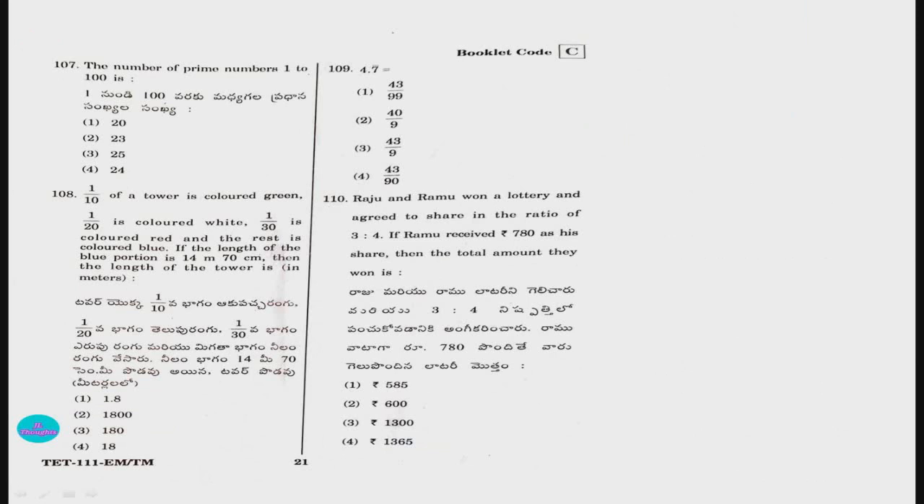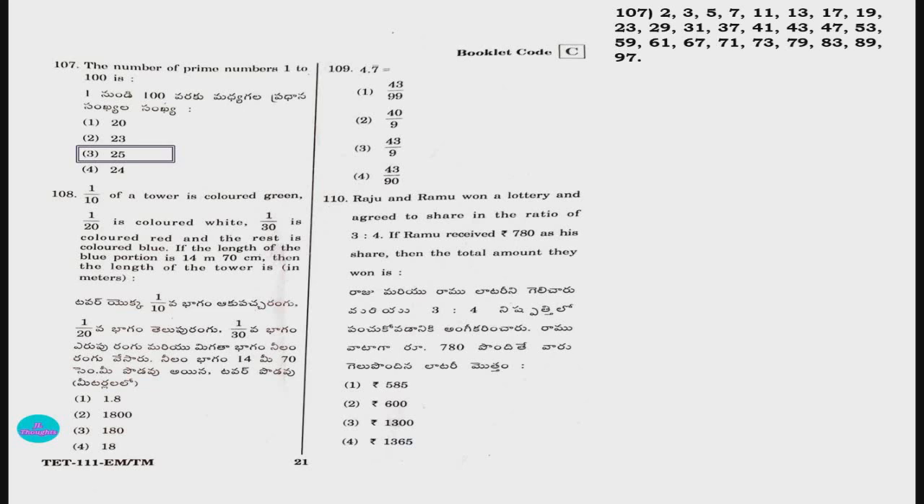107. The number of prime numbers between 1 to 100 is, in between 1 to 100 the prime numbers are 25. This we can blindly put, and these are the prime numbers which are given on the right hand side.